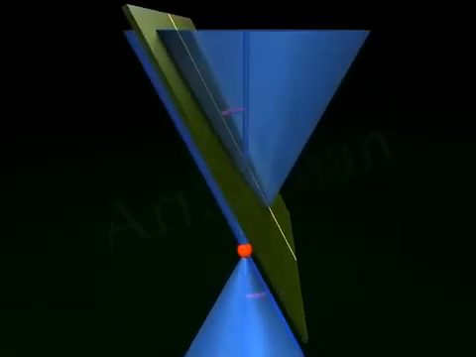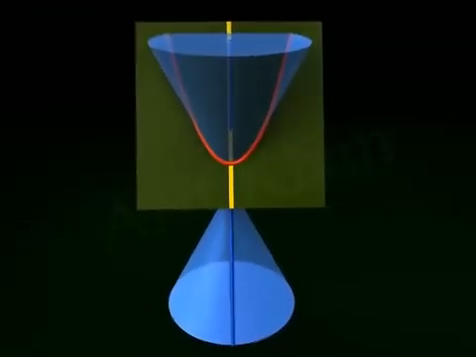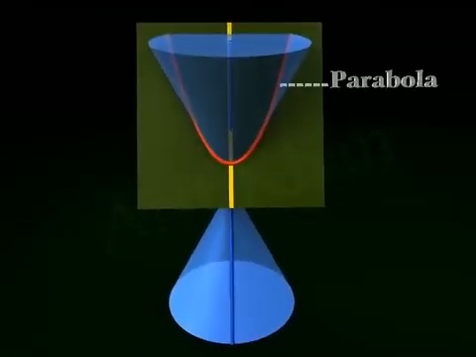Parabola. When the angle made by the plane to the vertical axis is exactly equal to the vertex angle, we get an open curve called a parabola at the intersecting surface of the cone. Hyperbola.